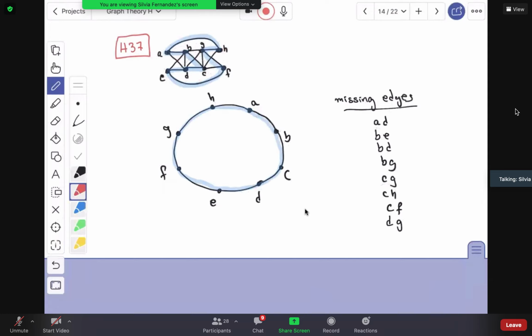And then for part B, you need to find a subdivision of K33 or K5. A K33 or a K5 or a subdivision of K33 or K5 in that graph. My hint for that one is to find a subdivision of K33.